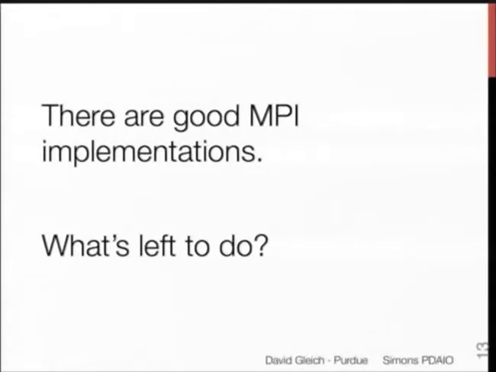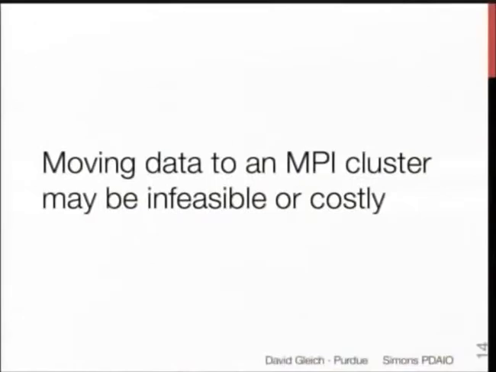What's left to do? Well, if your data is not in an MPI cluster, or your data is somewhere else, or you don't even want to work with your data in an MPI cluster because you don't have enough space in the parallel file system or something like that, you can't always use MPI for some of these big data things, or it just might be too costly to get your data into the MPI cluster in the first place. So what we're going to do is look at using a MapReduce implementation of this.